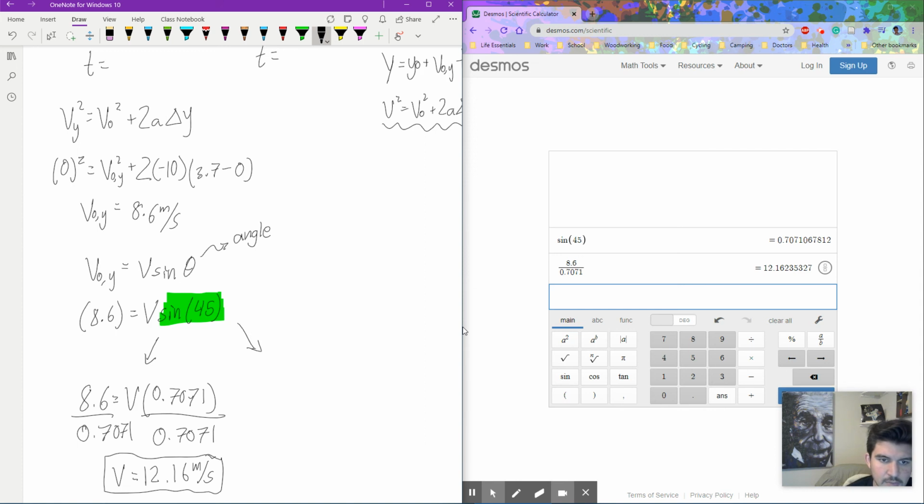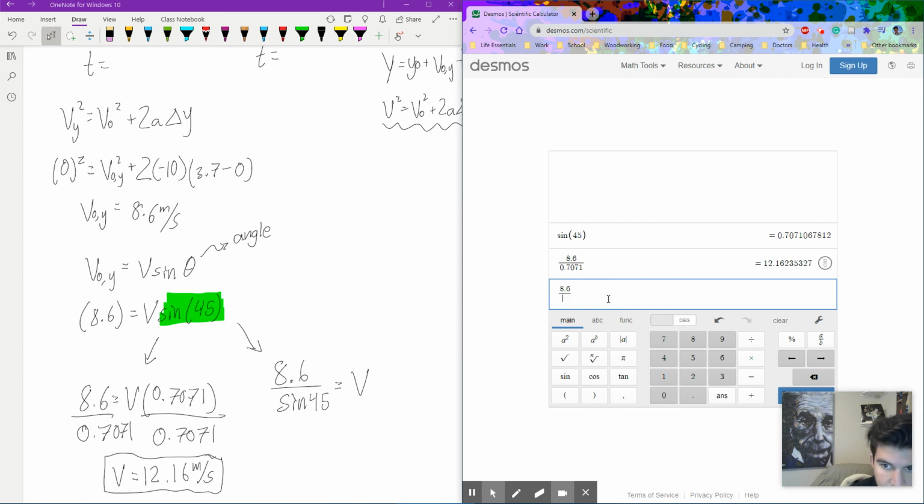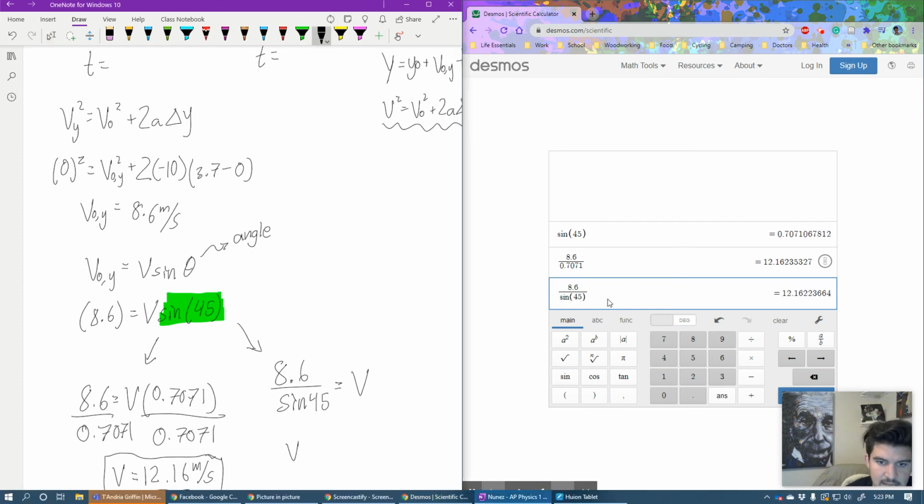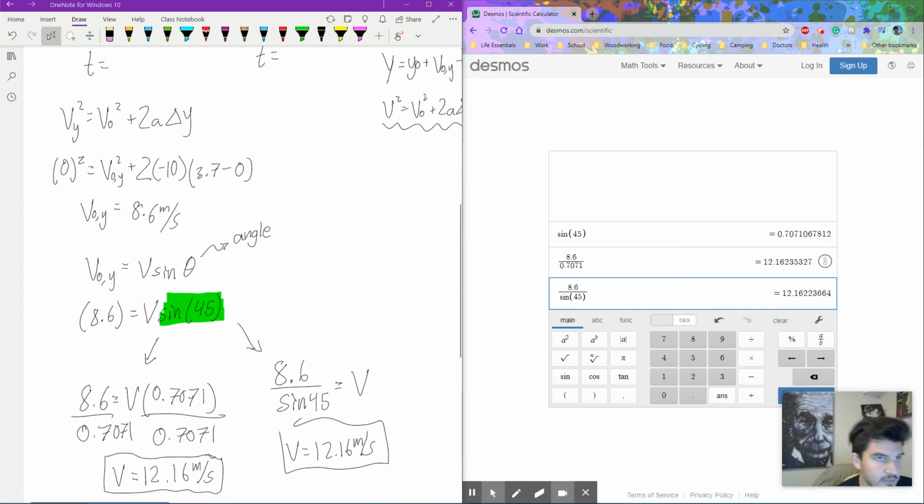I could also approach this problem by dividing both sides by sine 45. So I would get 8.6 over sine 45 equals V. I like this more because this means I only have to punch it into my calculator once. I don't have to do it 2 times. So I can do sine 45, and if we look at that, it gives me the exact same number. V equals 12.16 meters per second, and that would be our final answer.